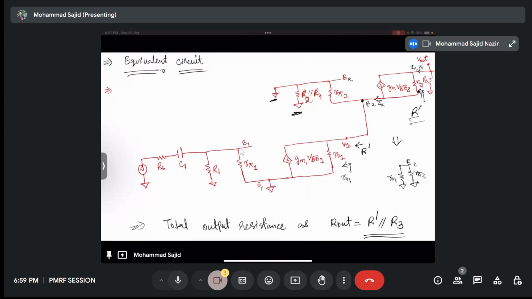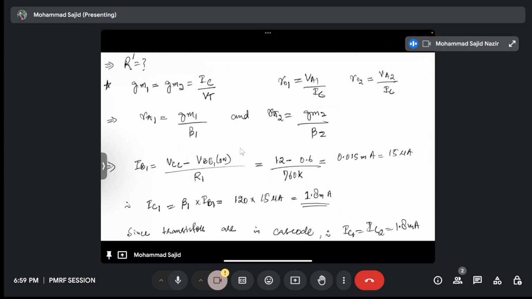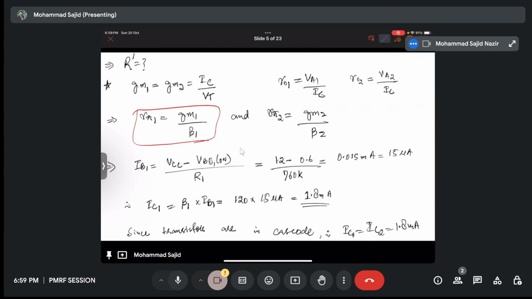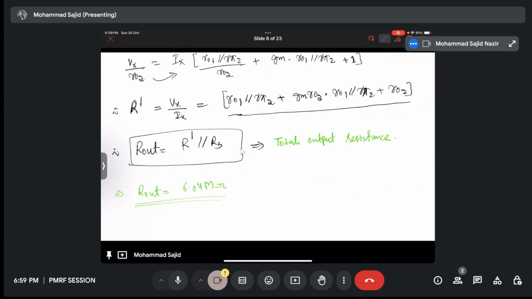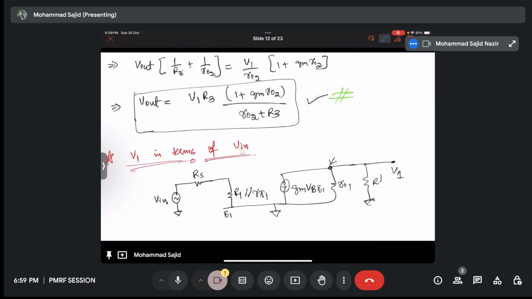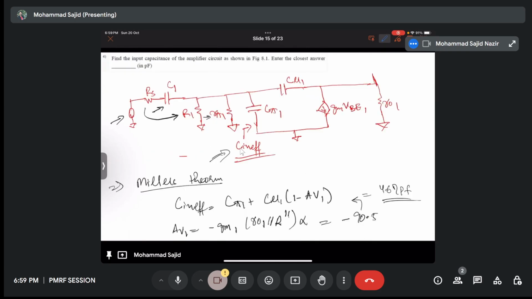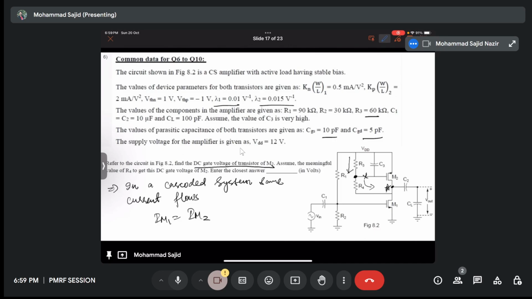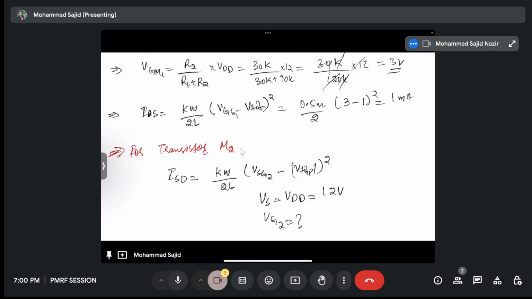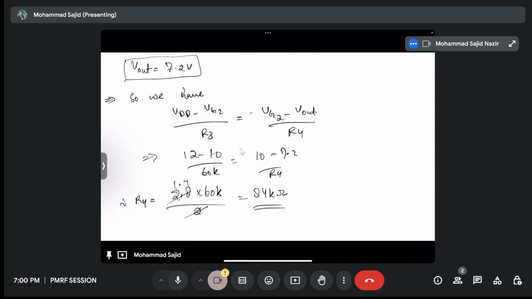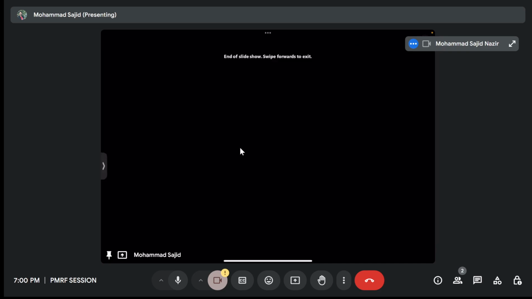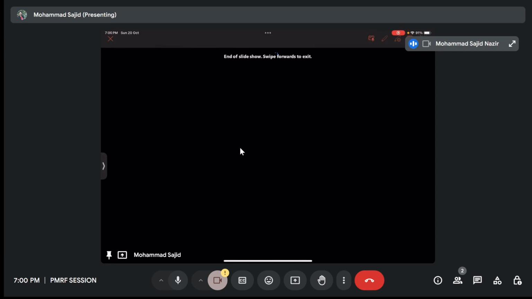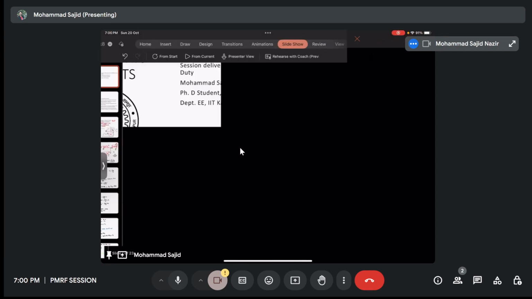Again, finding the equivalent circuit, using the equivalent circuit to find the resistances. Just a recap of the formulas. This is gm by beta, and again the same concepts. We didn't discuss anything new. Same concepts, different circuits.